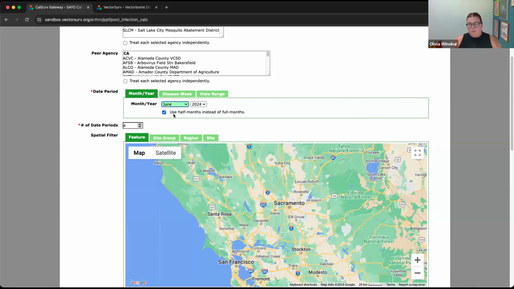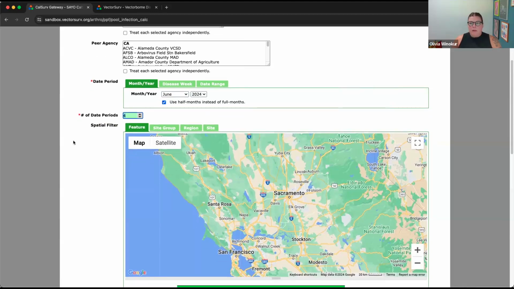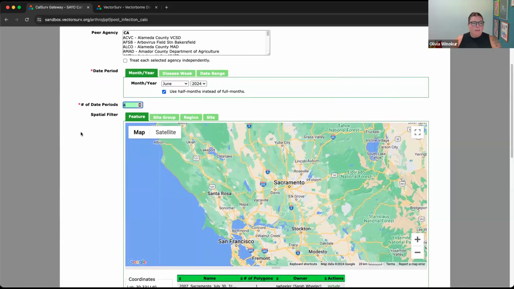We're going to do June. And if I was interested in the couple months prior to June, I would choose the amount of date periods consistent with that. Since I'm using half months, this will be 2 date periods per month. So if I chose 2, it would give me the 2 half-month periods of June. If I choose 4, it'll also give me what happened in May. This should be low because we're just starting to find West Nile positives. So I'm actually going to move to last year so we can see some data on here. This will give me 3 months because I'm using half months, so it'll give me August, July, and June of last year.